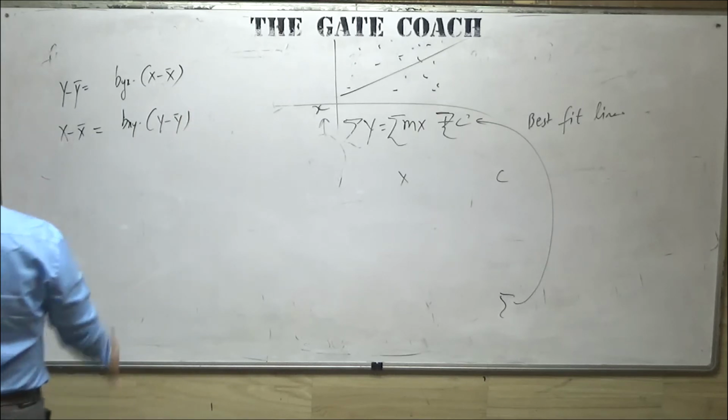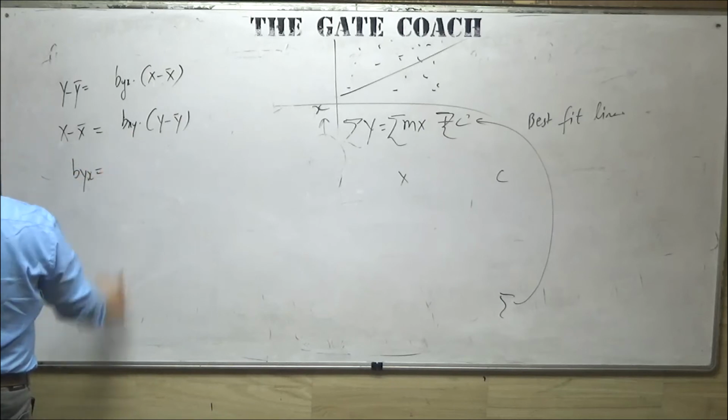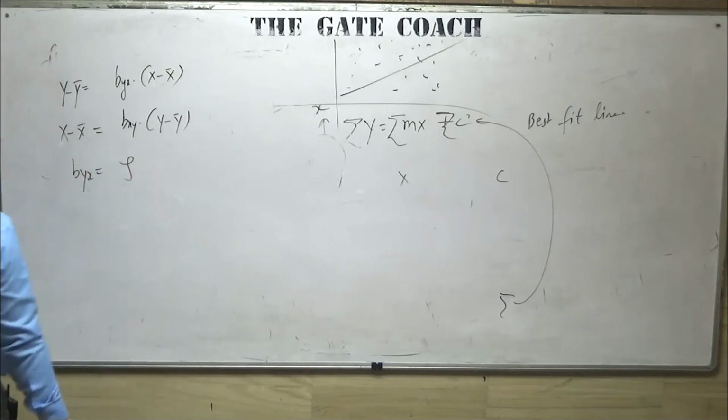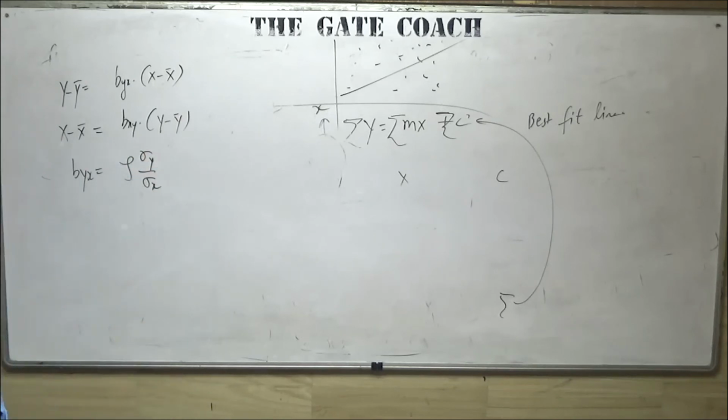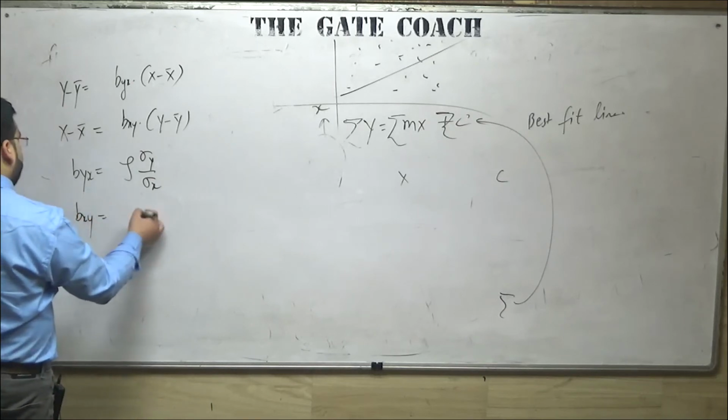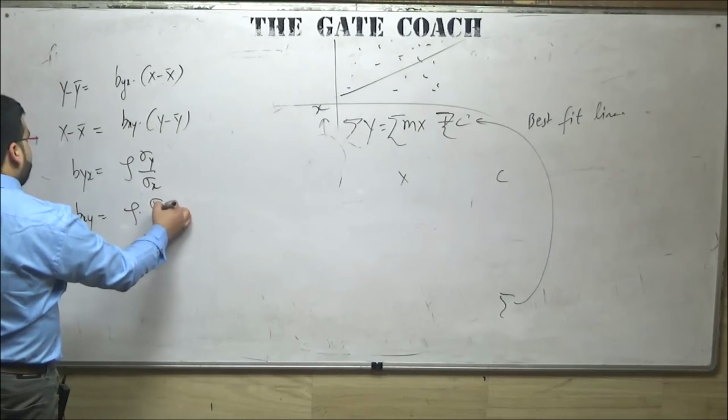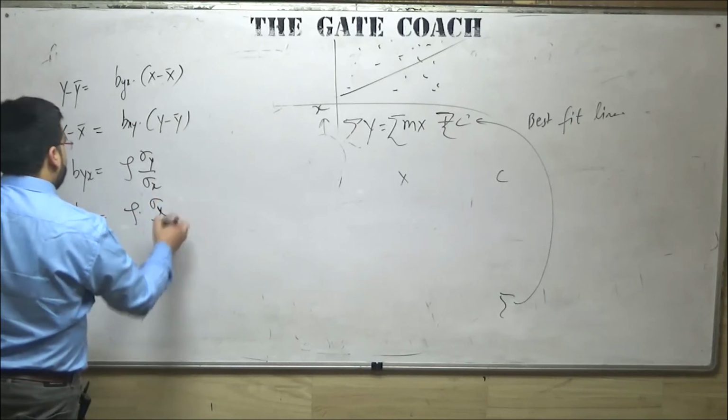And how to get this bxy and byx? byx is given by rho into sigma y divided by sigma x. Clear? Similarly, bxy is given by rho into sigma x upon sigma y.